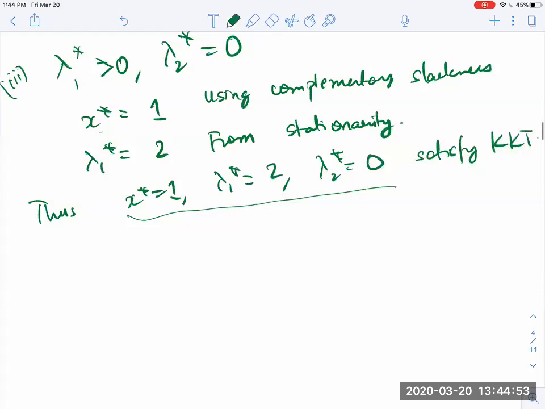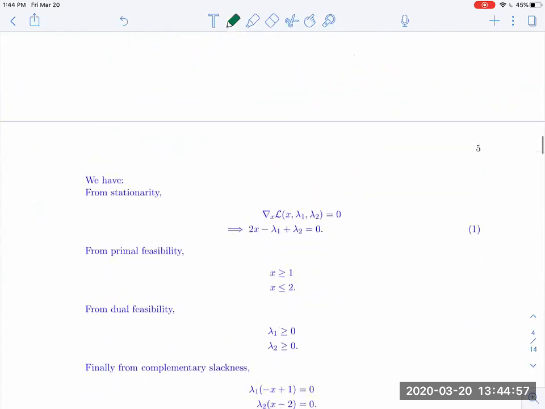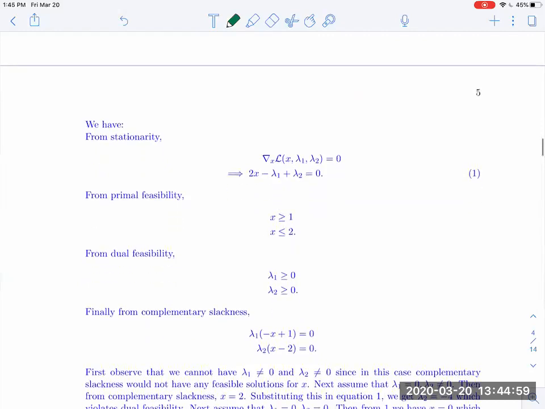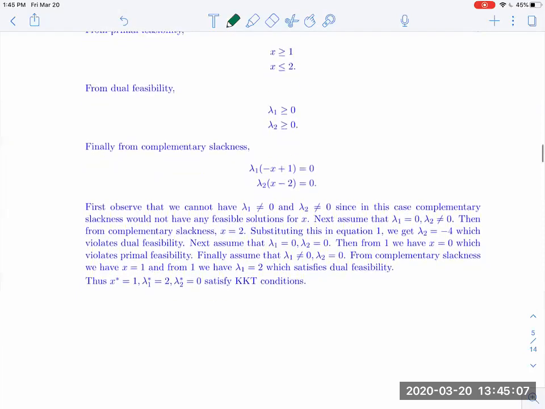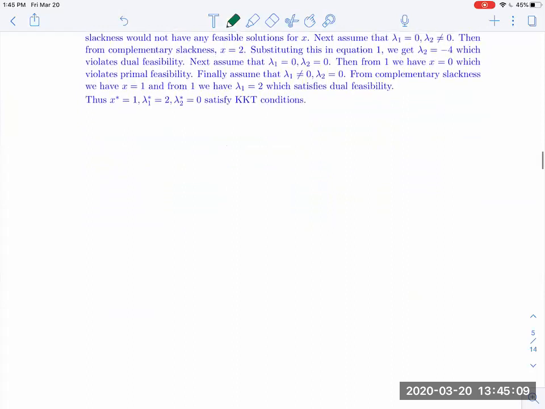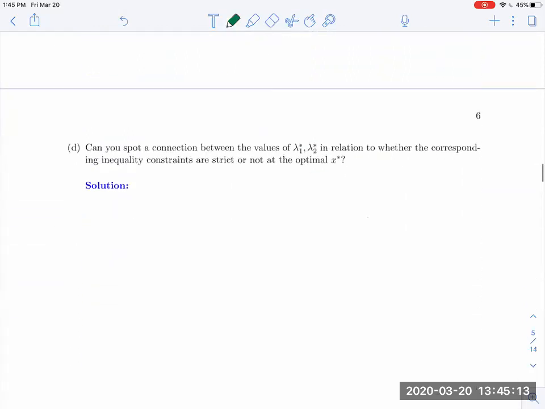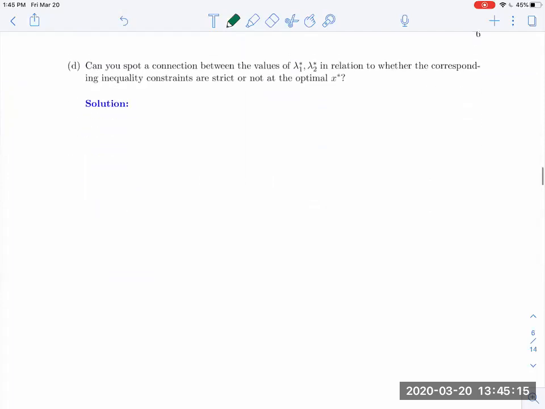Is that clear? Okay, great. You can look at the solutions; I think they are going to be the same. Let's see: x star is 1, lambda 1 star is 2, lambda 2 star is 0, which is what we got. These will be put up later so you can look at them.